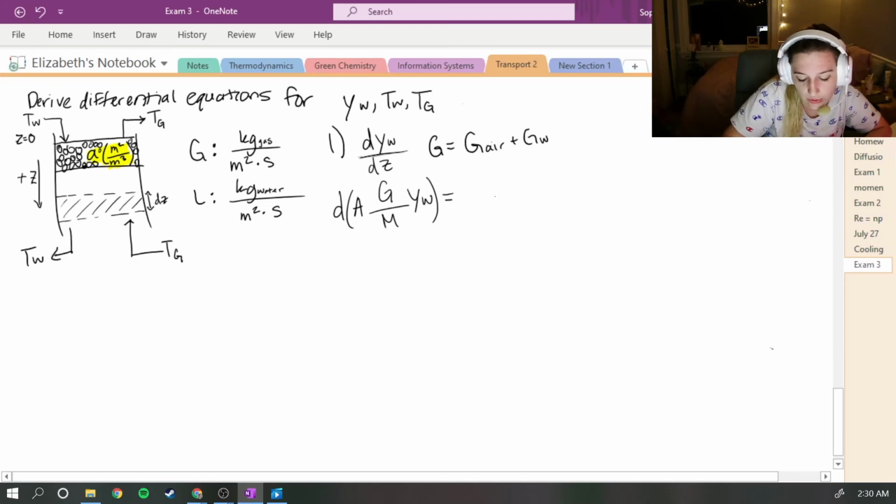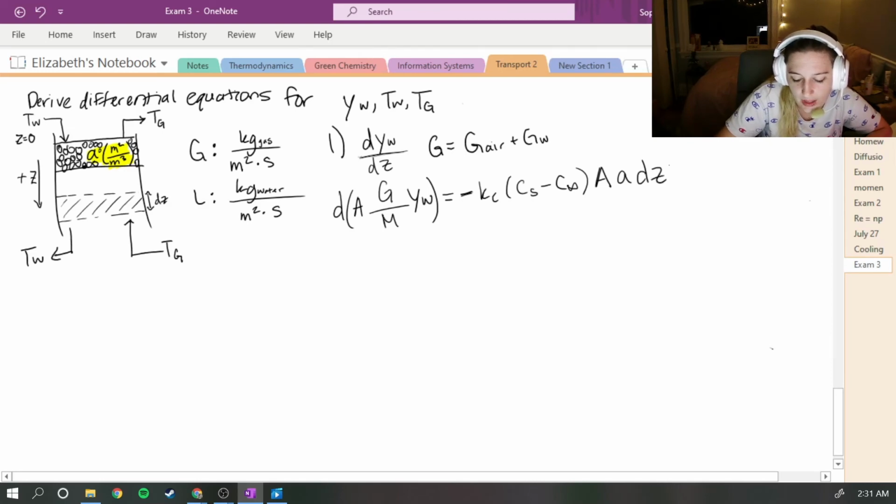So next we are going to set that equal to the negative, because it's flowing in the opposite direction, the negative molar flux of the water. So the mass transfer coefficient times the molar concentration at the surface minus the molar concentration far from the surface or the interface. And then this times the cross-sectional area times the specific area times dz. So if we do cross-sectional area meters squared times the specific area, then you get per meter, which we're looking across the position in meters.